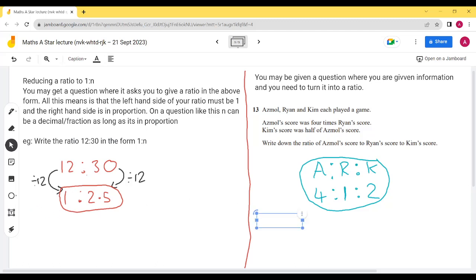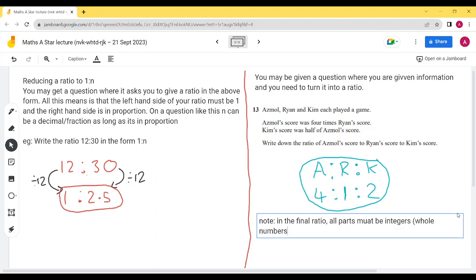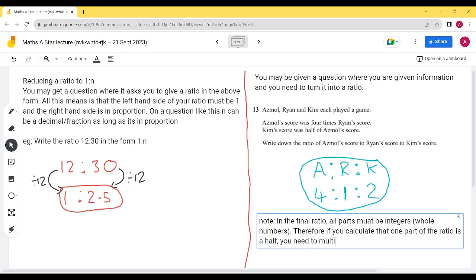And just to note at the bottom, note in the final ratio, all parts must be integers, so whole numbers. So therefore, if you calculate that one part of the ratio is a half, you need to multiply all parts of the ratio by 2.